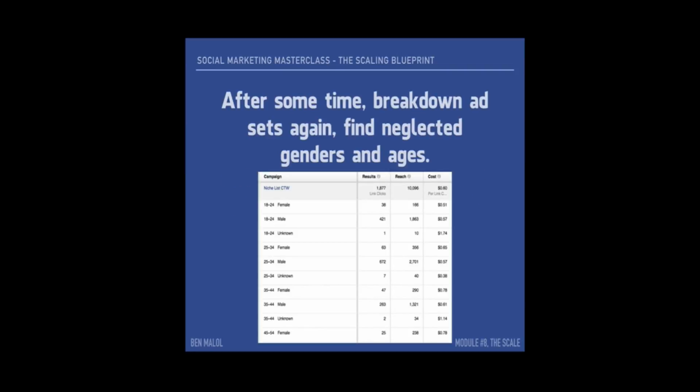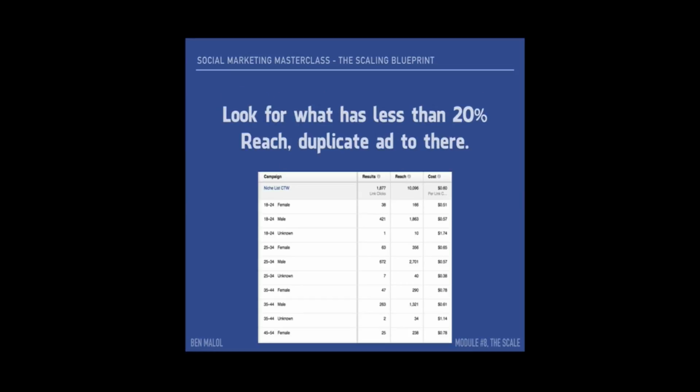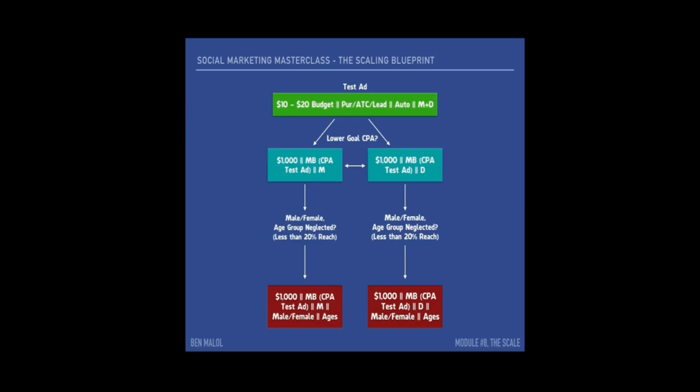Now after some time, when these two ads are running and you found the sweet spots on both of them, you want to break down the ad sets again and find the neglected genders and ages. So you break down the ad and you go to gender and ages. You want to look for what has less than 20% reach and duplicate an ad to there.